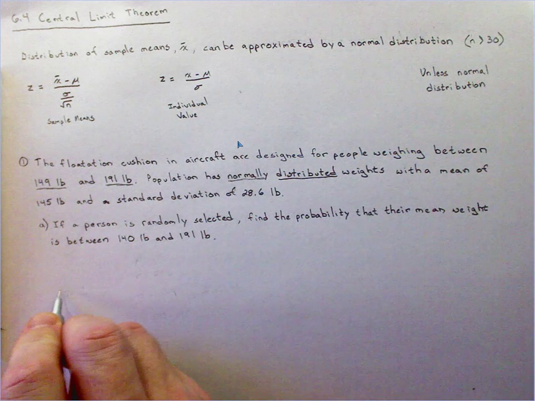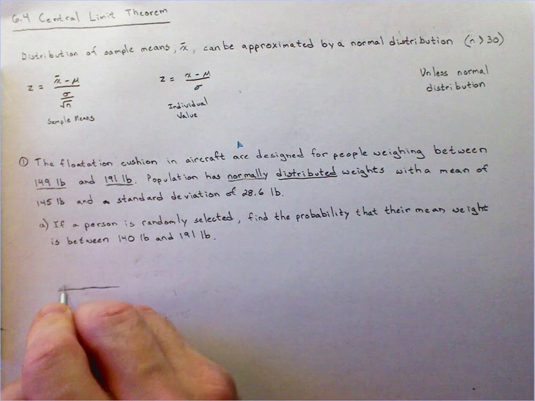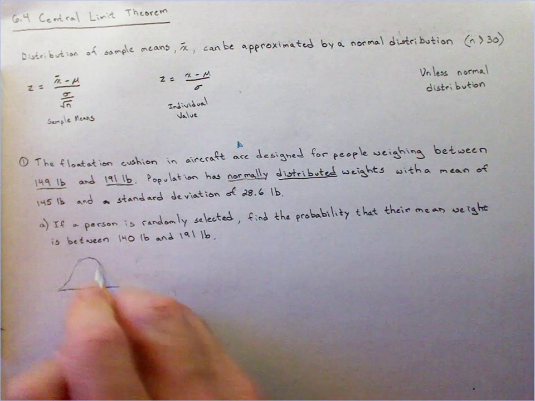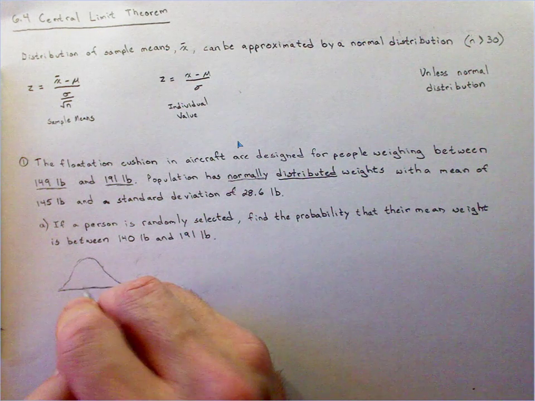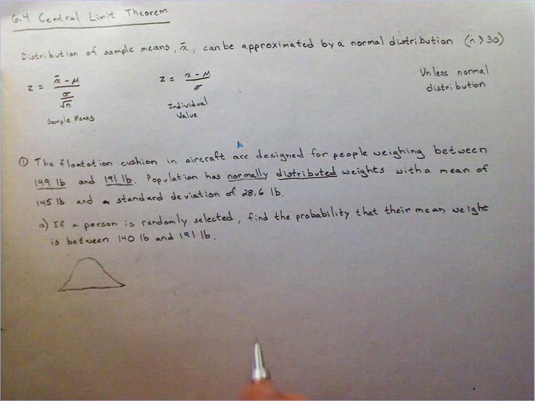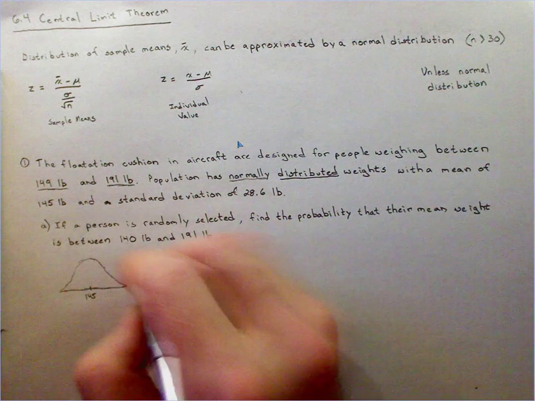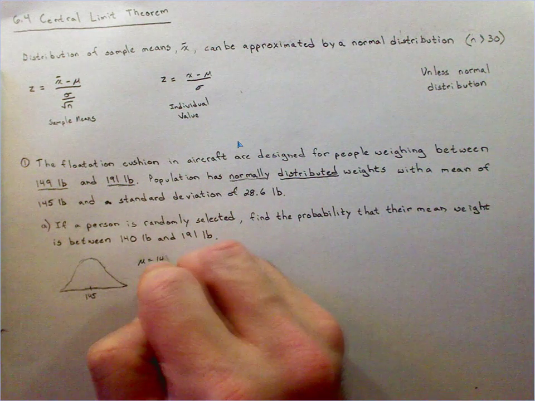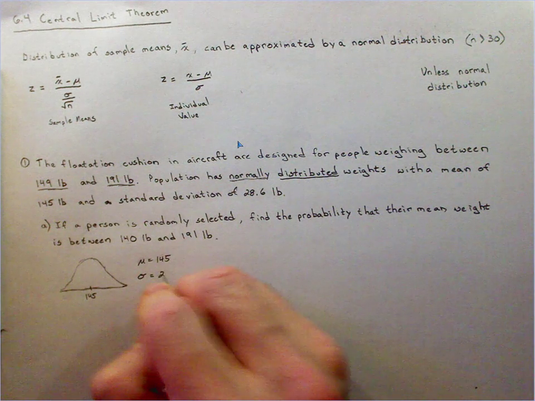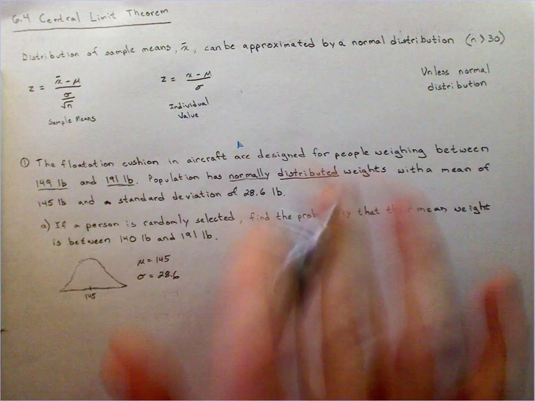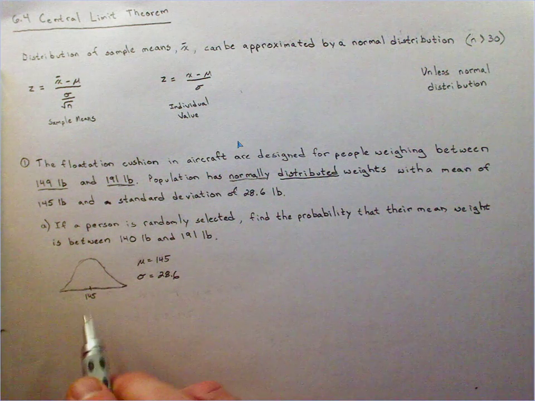So first thing I'm going to do is get my stuff written up here. What was my mean? The mean was 145, so mean equals 145. And I'll go ahead and write down my standard deviation, and it was 28.6. Because I have to get away from all the words and the busyness. I try to pull everything out and get it to where it's just something simple I'm looking at.